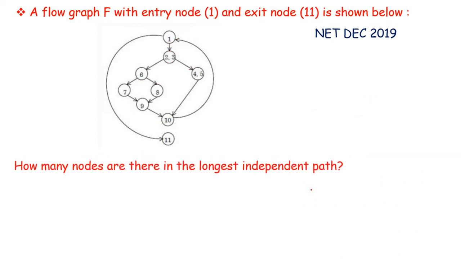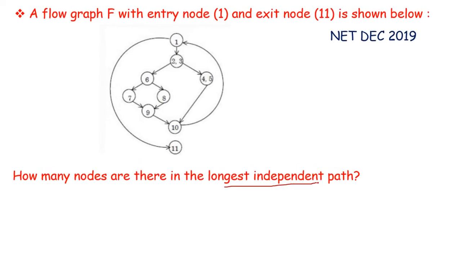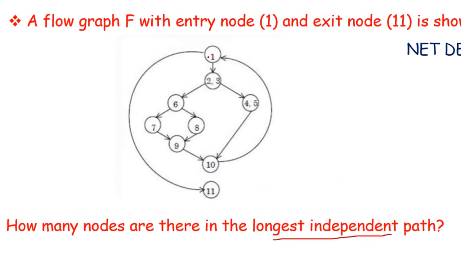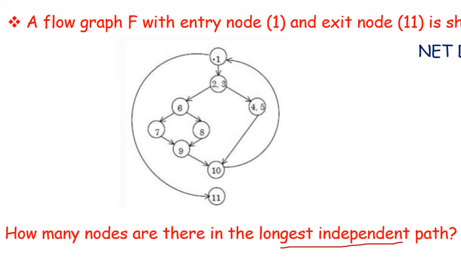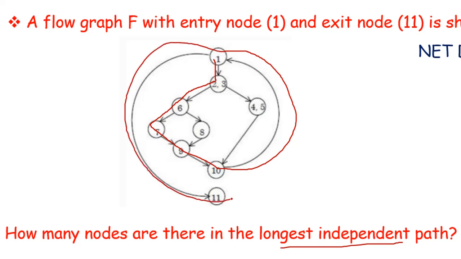Next question based on same graph is, how many nodes are there in the longest independent path? Now in this graph we have 2 longest independent paths. What are these paths? First path is, starting from node 1, we are moving towards node 2, 3, then to node 6, then 7, 9, 10, then again towards node 1 and then towards node 11. Now if you count number of nodes that are present in this path, it will be 8.